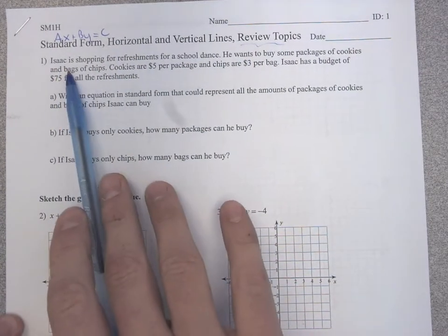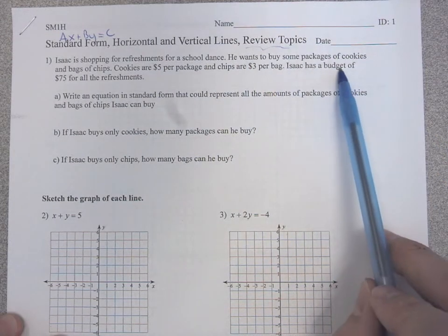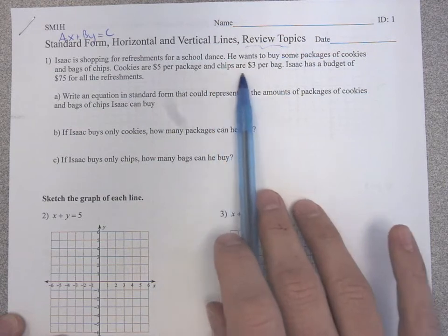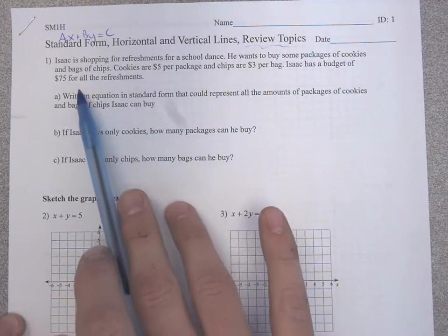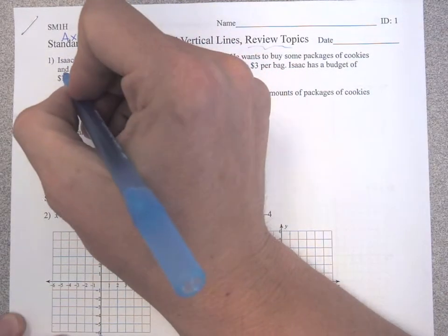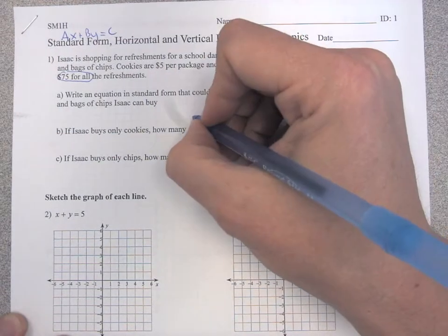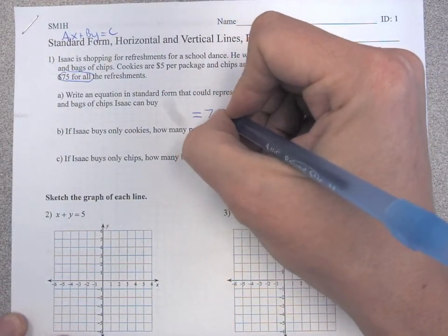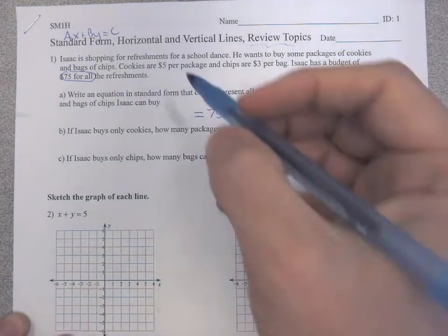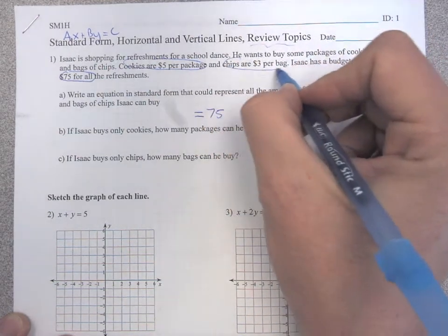In this case, we have Isaac shopping for refreshments for a school dance. He wants to buy some packages of cookies and some bags of chips. Cookies are $5 per package, chips are $3 per bag. Isaac has a budget of $75 for all the refreshments. So this idea, $75 for all, that's like a total, and we know that we need to have equals 75 when we total up the cost of our snacks here. Some other quantities that we have are cookies, $5 per package, and chips, $3 per bag.